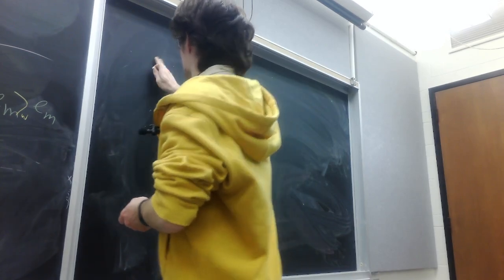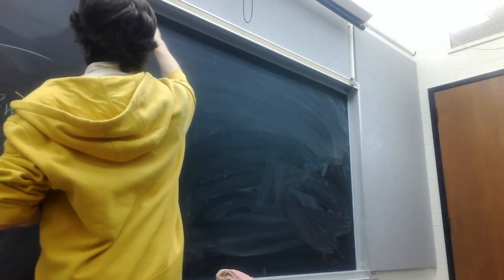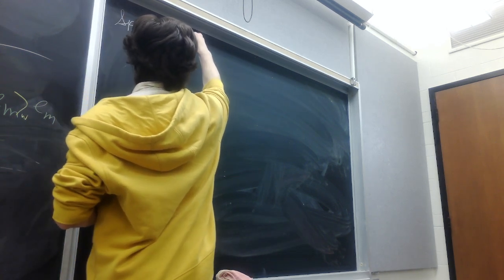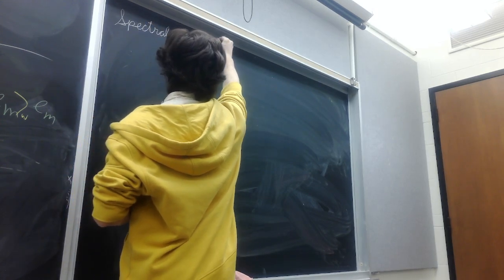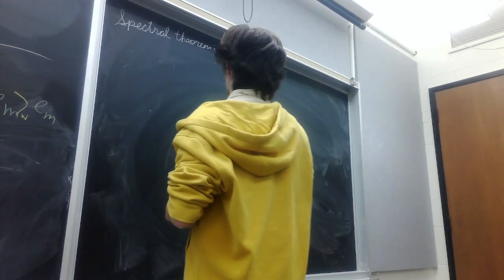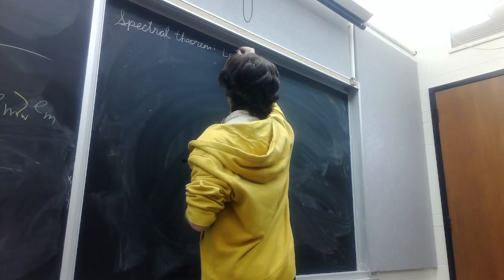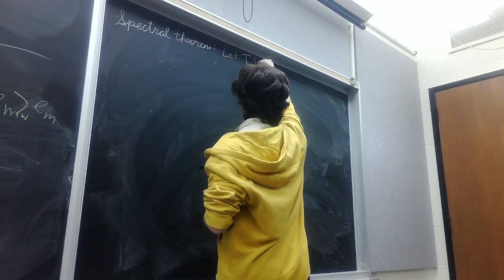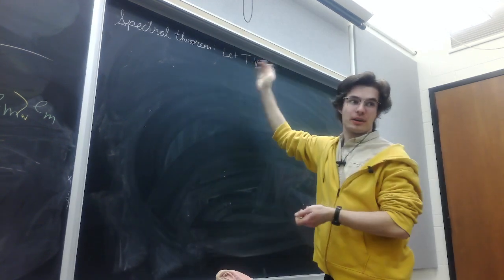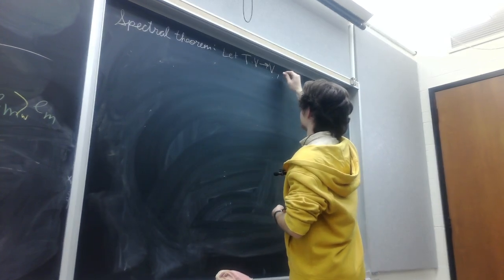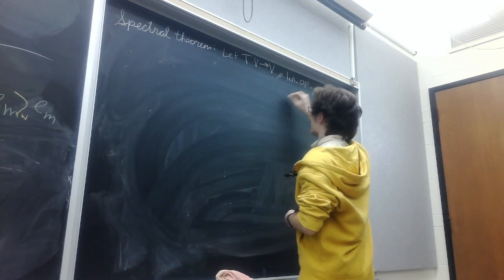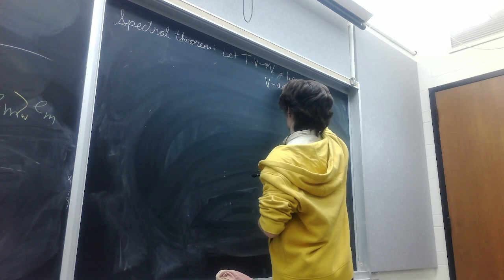Okay. Spectral theorem. Is this in 247? Yes, okay. But regardless, you have to know this because it's just everywhere. So let T go from V to V, so it's a linear operator, and V is of course an inner product space.